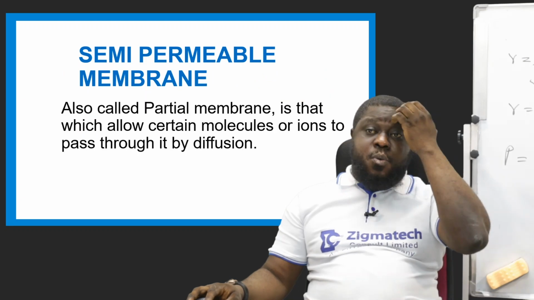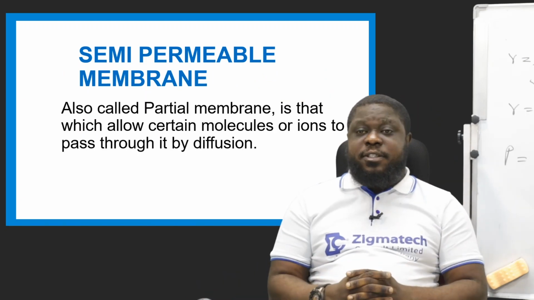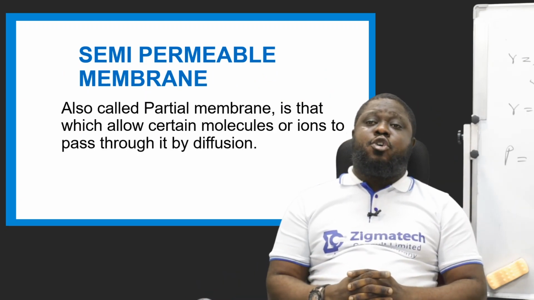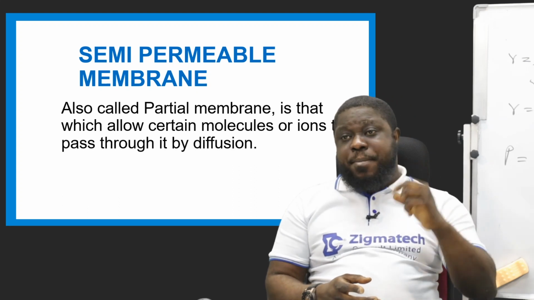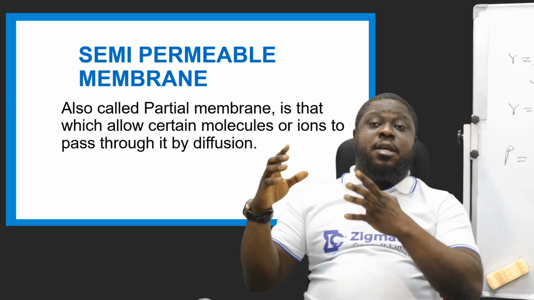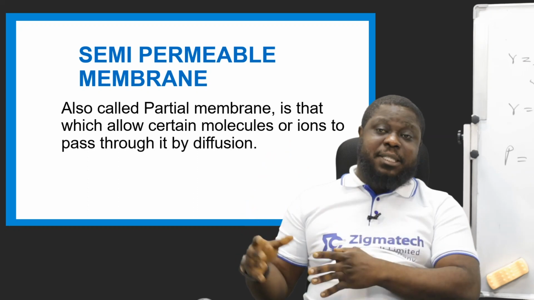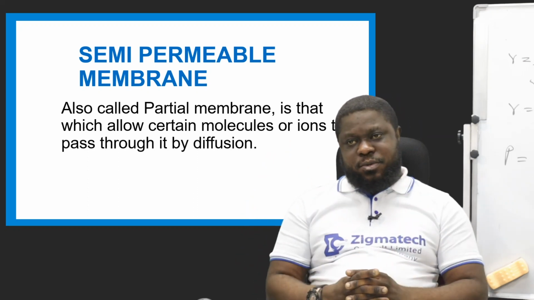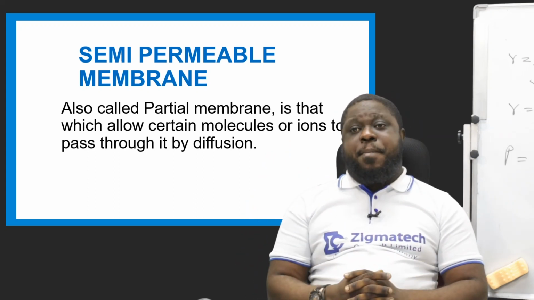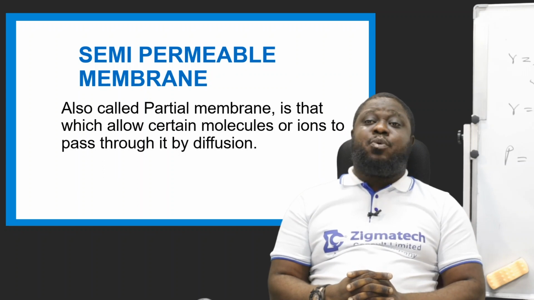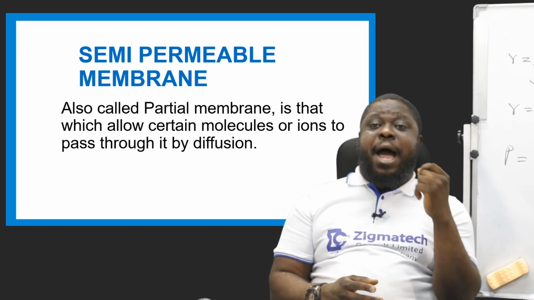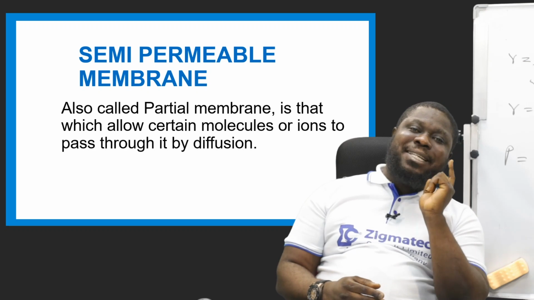Now let's know what a semi-permeable membrane is. A semi-permeable membrane is also called a partial membrane. Semi means I am not first, I am not second, I'm in the middle. So it is partial. It's that which allows certain molecules or ions to pass through it by diffusion.